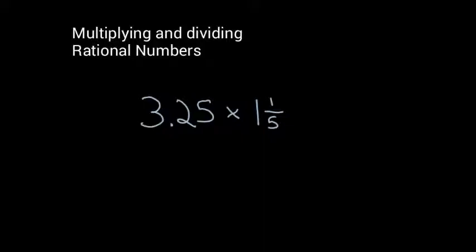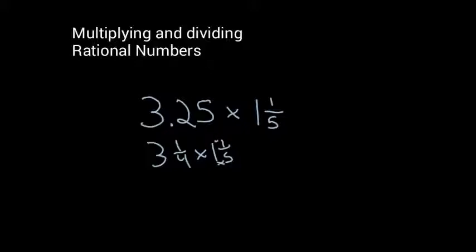So you need to look at this and decide which one's easier to convert. Is it easier to convert the 3 and 2500ths to a fraction, or is it easier to convert the 1 and 1/5 to a decimal? In this one, I personally think it's easy either way, so I'm going to show you both ways, just so you can see which one you prefer. So 3 and 2500ths is like a quarter, so that'd be 3 and 1/4, times 1 and 1/5.